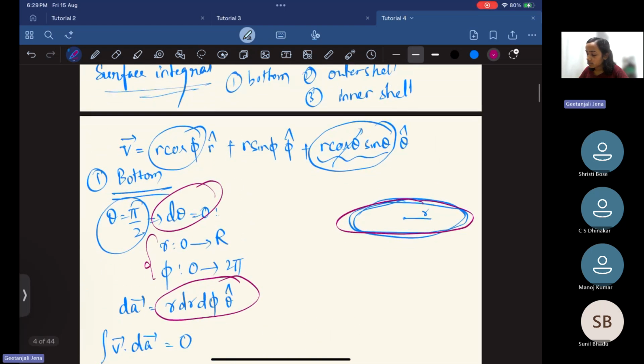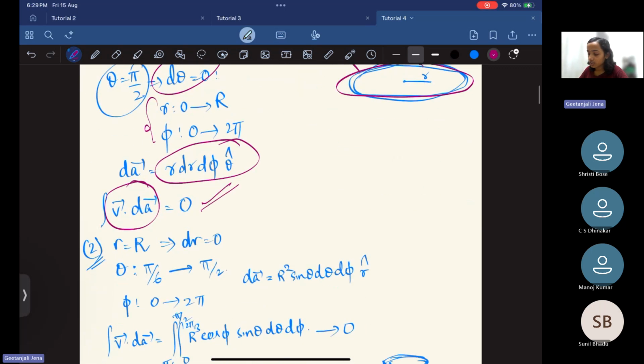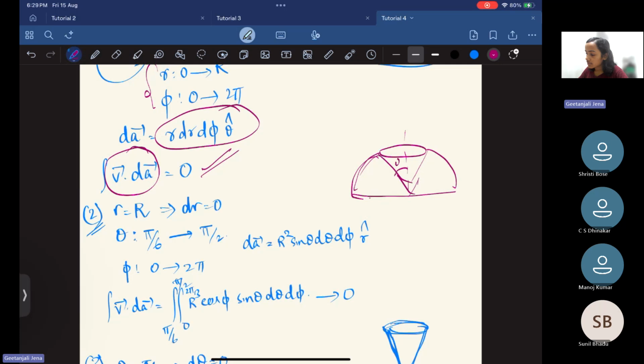And V dot dA will take the theta-k term from V. V theta is r cos theta sin theta, and for this surface theta is pi by 2, so the integration will be 0. So for the first surface, the integration is 0. For the second surface, the outer spherical surface, theta will vary from pi by 6 to pi by 2, and phi will vary from 0 to 2 pi.